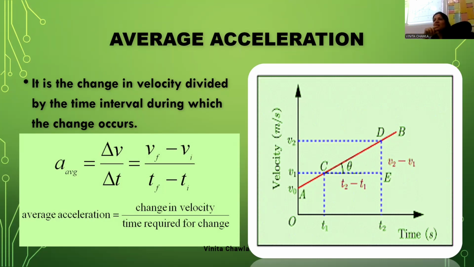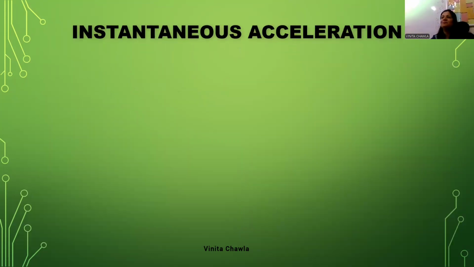So in acceleration, we have v minus u upon t. So equal change in velocity in equal time, uniform acceleration. Unequal change in velocity in equal time, non-uniform. Okay? Instantaneous acceleration.